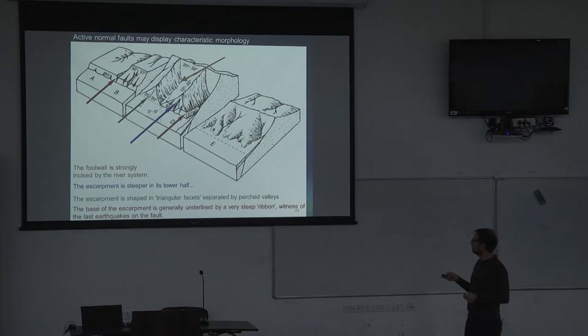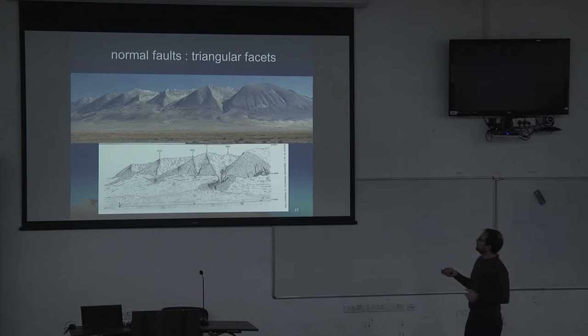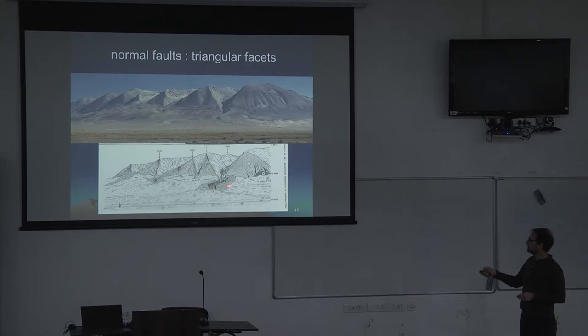So I will show you a few images later. A normal fault in Tibet. Typically, you see the different features I was mentioning: a dissected valley, a steeper base of the escarpment, and nice triangular facets. We can also see in that case a displaced marker, which is a moraine here, with a few small scarplets or secondary escarpments. And we don't see so much of the ribbon I was mentioning.